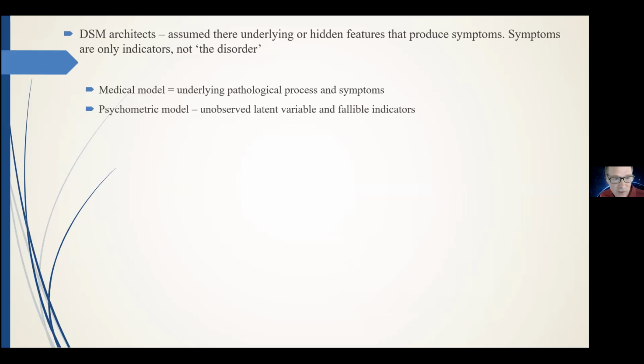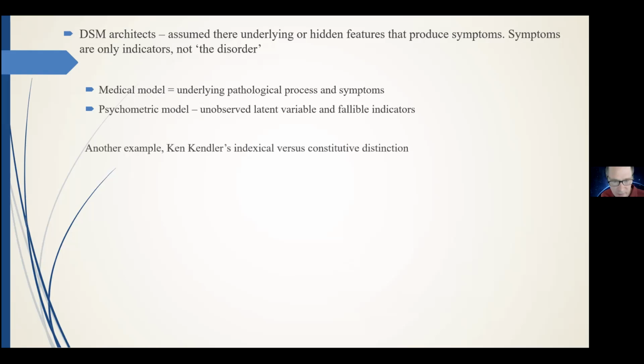So the question is, though, I said maybe it seemed kind of silly. Why would that be? Because for the DSM architects, they would assume that there are underlying or hidden features that produce symptoms. So the symptoms are only indicators. They're not the disorder. And that would be the case for the medical model, where you have an underlying pathological process and symptoms, or in psychology, the psychometric model, where you have an unobserved latent variable and fallible indicators. And so there are many possible symptoms and indicators that you can use, and you can't reduce the disorder to the indicators.